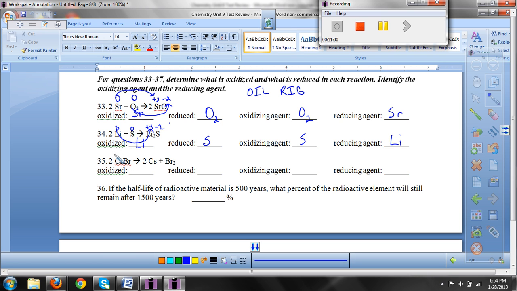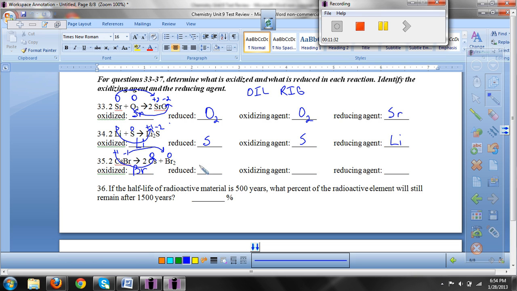Cesium bromide. Cesium was a +1. Bromine is a -1. Cesium by itself is 0. Any element by itself has no charge, at 0. So cesium went from a +1 to 0, so it must have gained an electron. Bromine went from a -1 to 0, so it must have given up an electron. Oxidation is loss, so bromine must have lost, so it got oxidized.